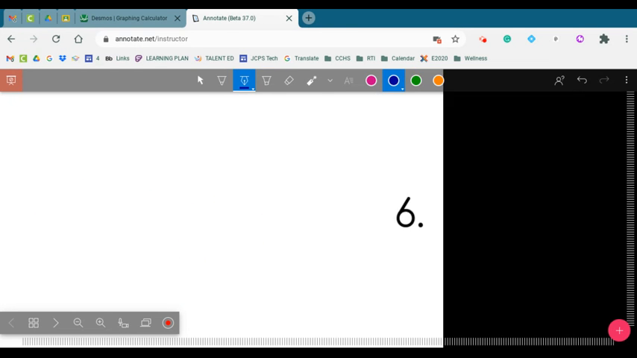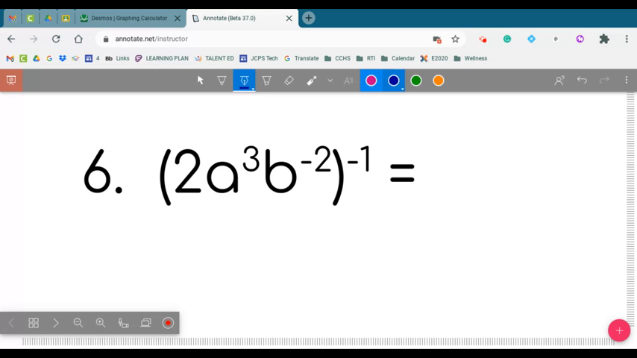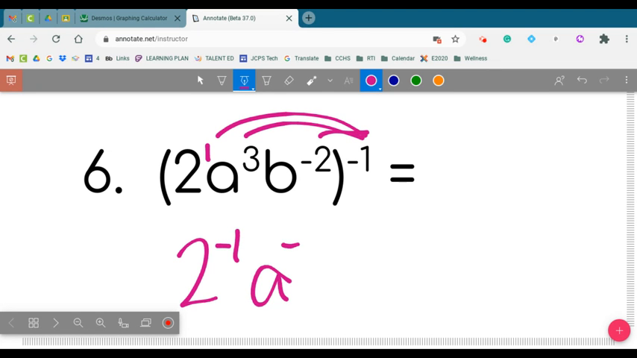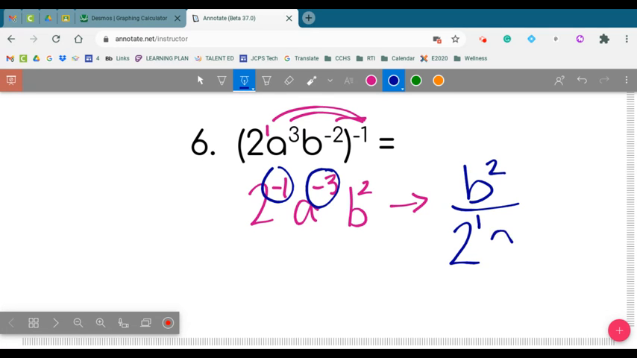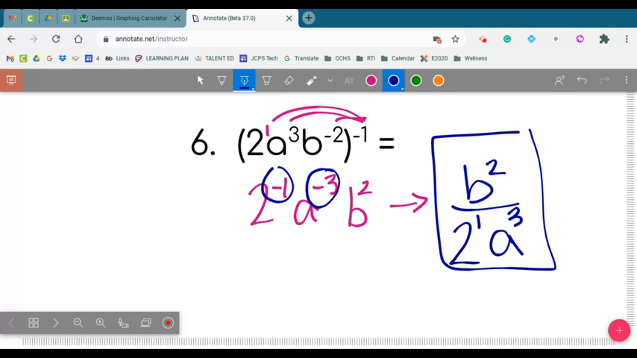Okay, next problem. So this is our power rule. So there's a 1 here, so I've got to distribute this exponent to each exponent. So I'm going to get 2 to the negative 1, a to the negative third, and b to the second. So then any of my negative exponents need to go to the bottom of my fraction bar. So my b to the second stays on the top. 2 to the first goes to the bottom, and a to the third goes to the bottom so that they can become positive.